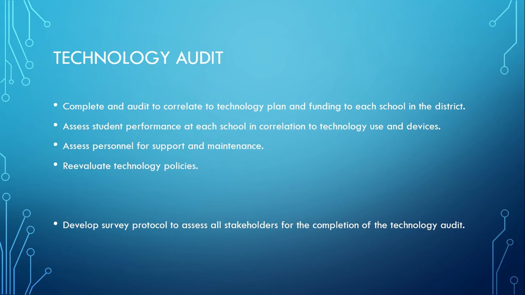So we were very clear about where we wanted to start with our technology audit. We wanted to set some goals in the audit, and so we wanted to highlight those here. The four goals were to complete the audit to correlate with our technology plan and funding to every school in the district, assess student performance in correlation to that technology use, and not only the use but also the devices that were being used, assess the personnel currently used in our district for support and maintenance, and then reevaluate any policies that we had in place, particularly those in place for safety and security for our students. And from that, we decided to develop a survey protocol with stakeholders in order to complete our technology audit.